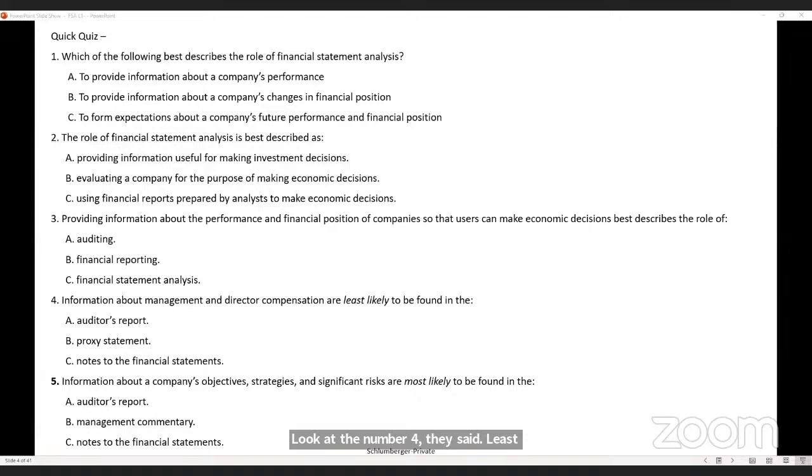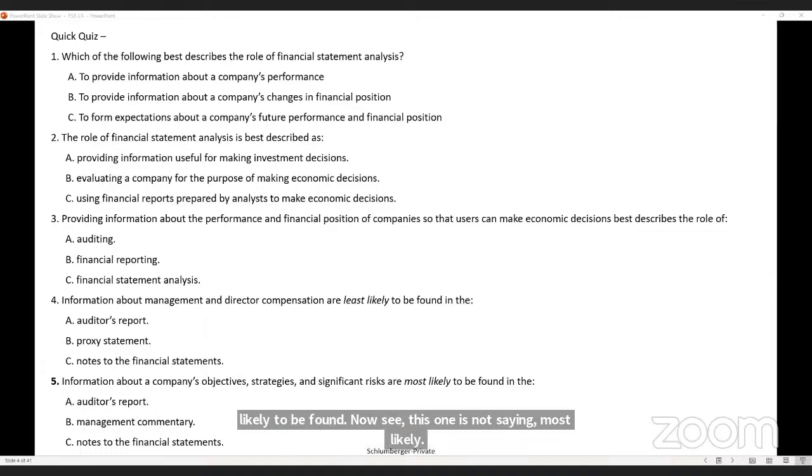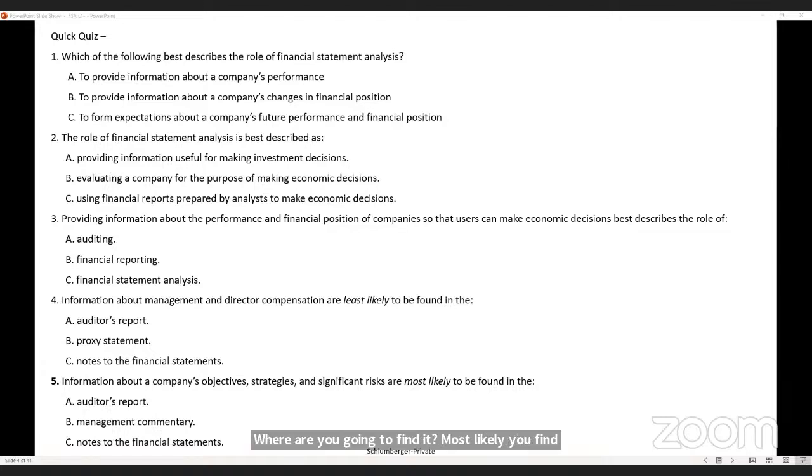Now, number 5 is saying information about the company's objectives, strategies, and significant risk are most likely to be found. Now, see, this one is not saying least likely. Where are you going to find it? Most likely you find it in the management commentary. Because when you see financial statement, right, the first few pages, you see the chairman's statement and the director's statement. That's where they talk about what has happened, but they will most likely emphasize the future and the direction of the company.